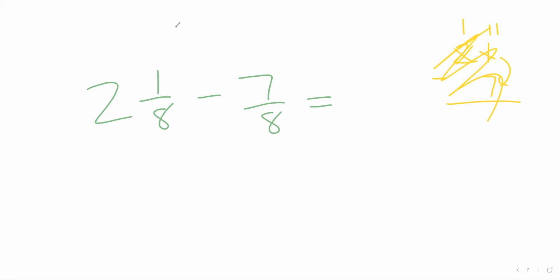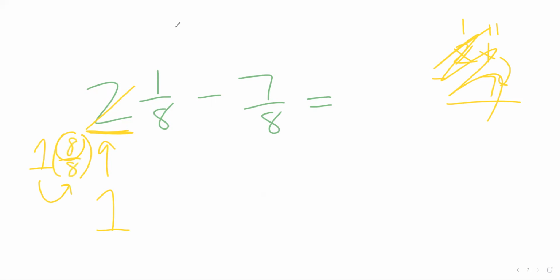But what we're about to do is a little different, because I'm going to decompose this 2 right here. I'm going to take 1 away, and that's going to leave me with 1 whole. And one thing I realize is the 1 that I took out is actually the same thing as 8 out of 8. It's equivalent. 1 whole is 8 out of 8.